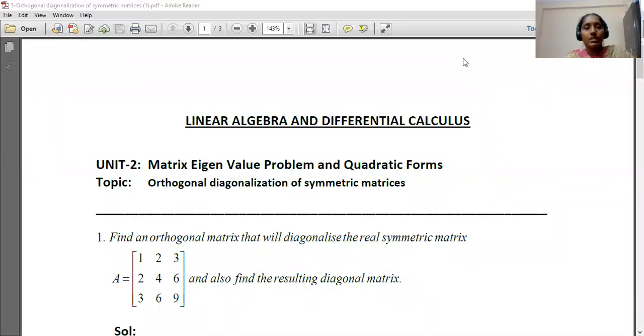Today we will discuss module 5, which is orthogonal diagonalization of symmetric matrices. You know about symmetric matrices and you know orthogonal vectors. What do you mean by an orthogonal matrix? A into A transpose is equal to I.